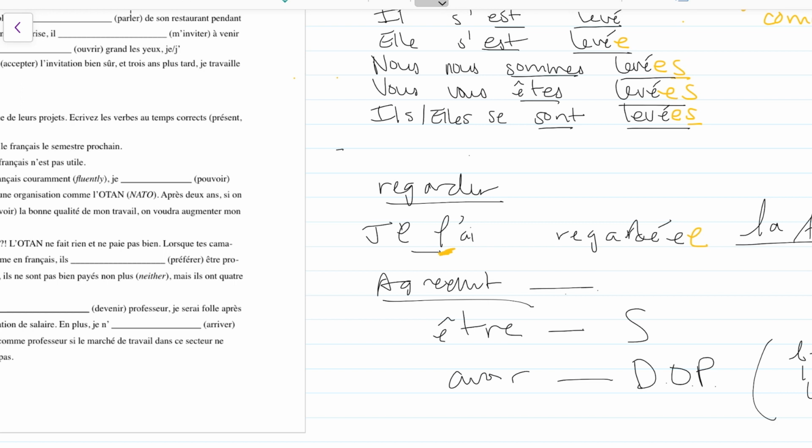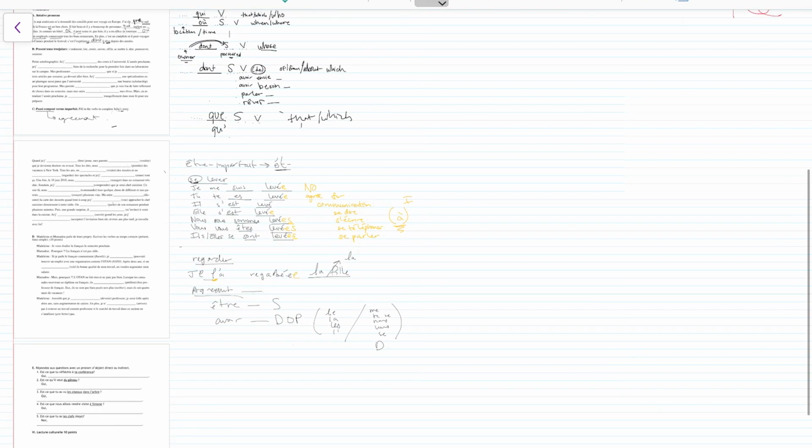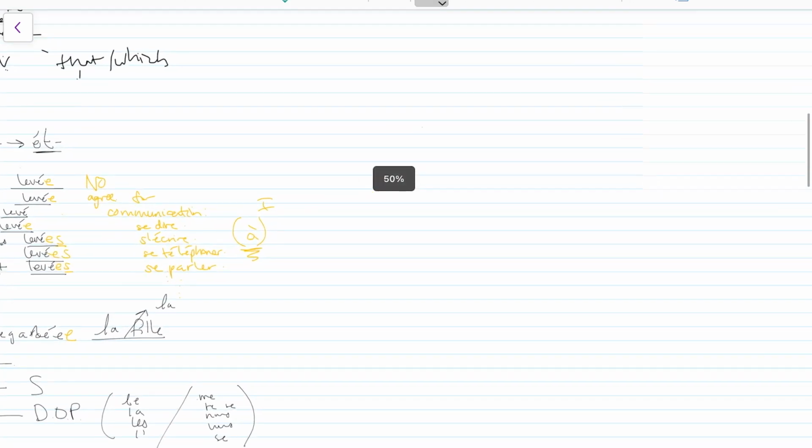Okay, so the other important thing on this exercise is that you need to know what's the difference between passé composé and imparfait in terms of when to use what. So let's talk about that.